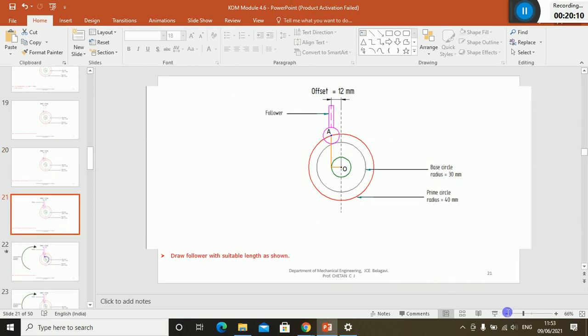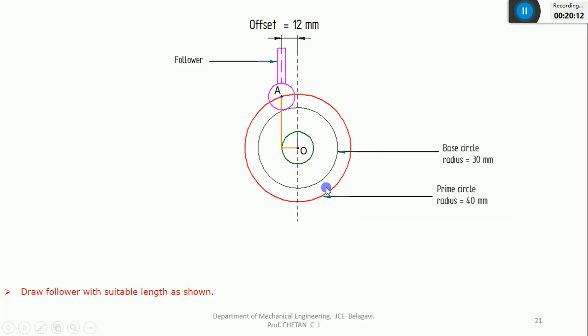After doing this, I need to indicate all the angles. Before that, I'll join these 2 points, the center of the roller and the center of all these circles, that is O and A. What is the radius of the pink color circle? This is the roller radius, 1 centimeter. You can see the roller circle. So it is given in the problem.